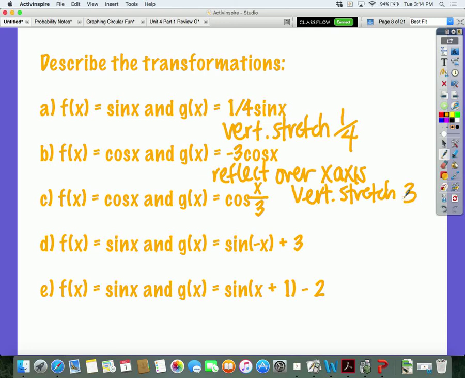What about this one? Horizontal stretch, not by a third, but by 3. It's always the opposite. x over 3 is the same thing as saying 1/3 x. So it's always 1 over that number, which will end up flipping it to make it a whole number.